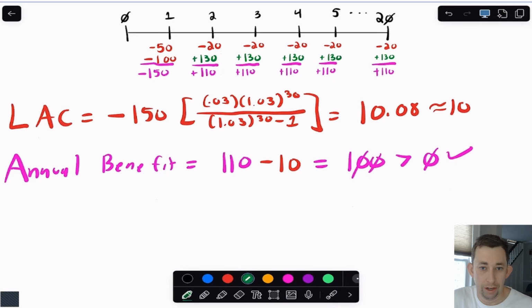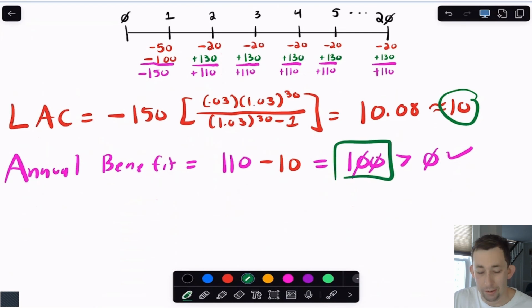So now if we go back into this problem, we're going to take that 150, we're going to plug in the interest rate of 3%. We're going to get 10.08. I'm going to call that just about 10. And so our annual benefit, we just take that 110, we subtract our average annual cost, which is about 10. We get 100, and we're greater than 0.